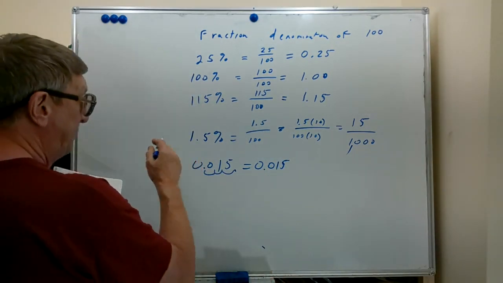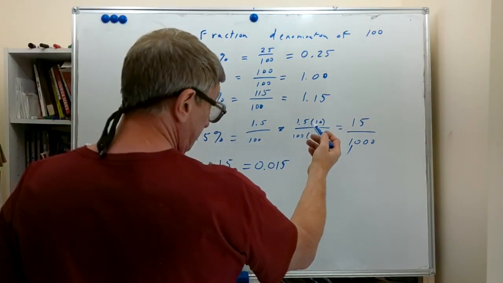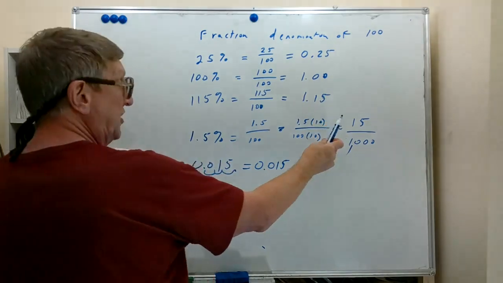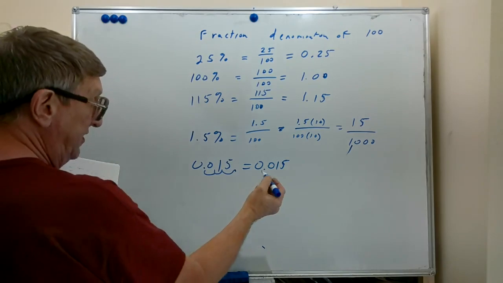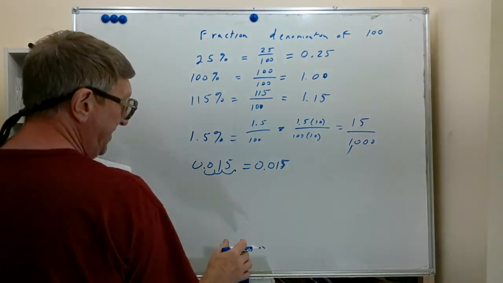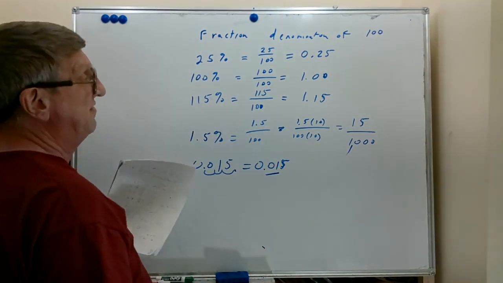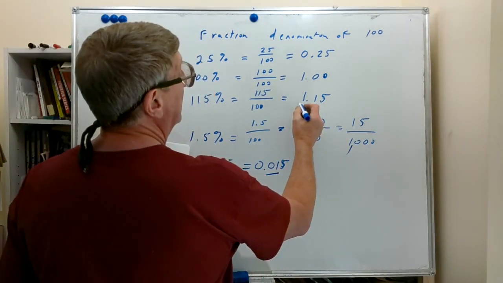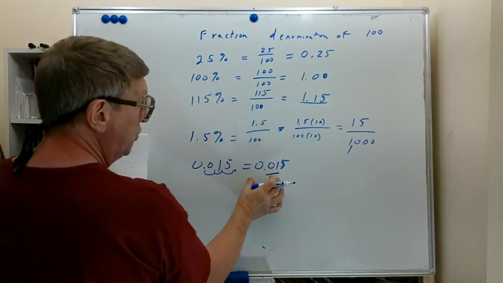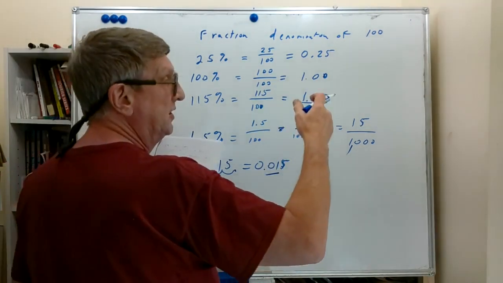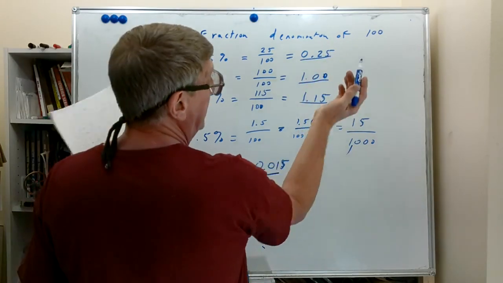So 1.5%, 1.5 over 100, times what I like to call a fancy 1, which doesn't change the value. Equivalent fraction, 15 over 1,000. We end up at 0.015. But we also notice if we looked at it as hundredths, it would be 1.5 hundredths. And in here, it'd be 115 hundredths, because the second decimal place gives you where the hundredths is with your decimal fractions. This would be 100 hundredths. This would be 25 hundredths.